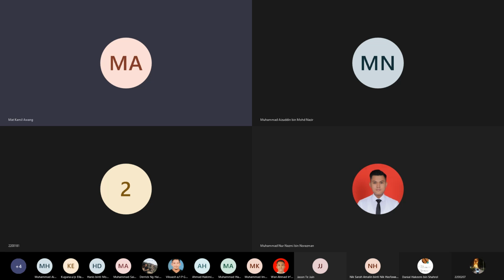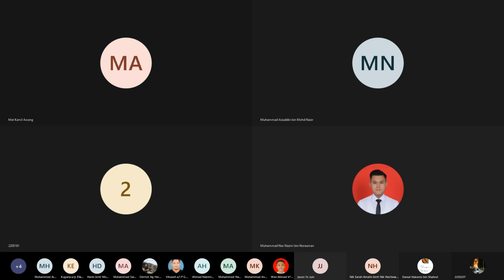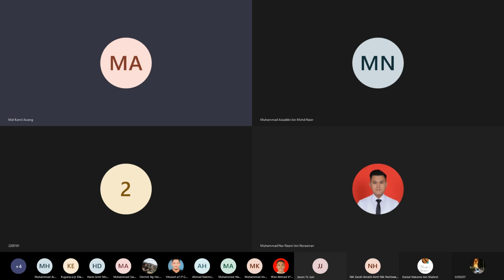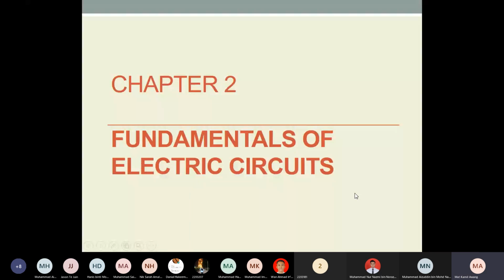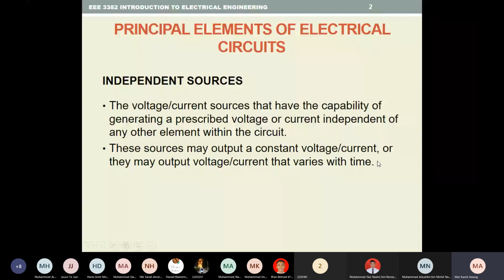Now we go into chapter 2. You can see chapter 2, Fundamentals of electric circuits. Principal elements of electrical circuits.